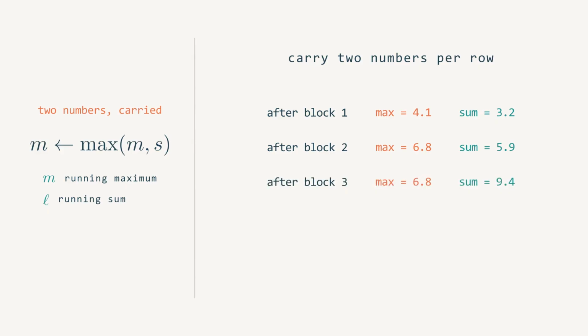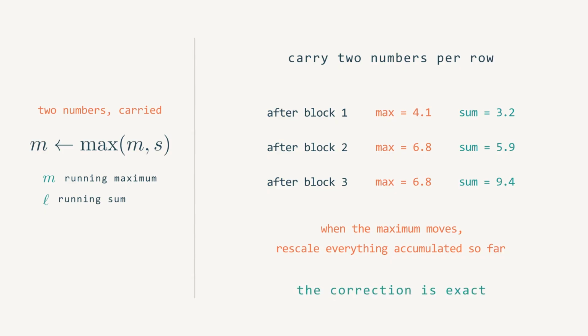The second block arrives, and it contains a larger score. So every exponential you've accumulated is relative to a maximum that's now too small, all of them wrong. But look at how they're wrong. Each one is off by the exponential of the old maximum minus the new maximum. That quantity doesn't depend on the score. It's the same factor for every term in the row. Which means you can apply it retroactively.